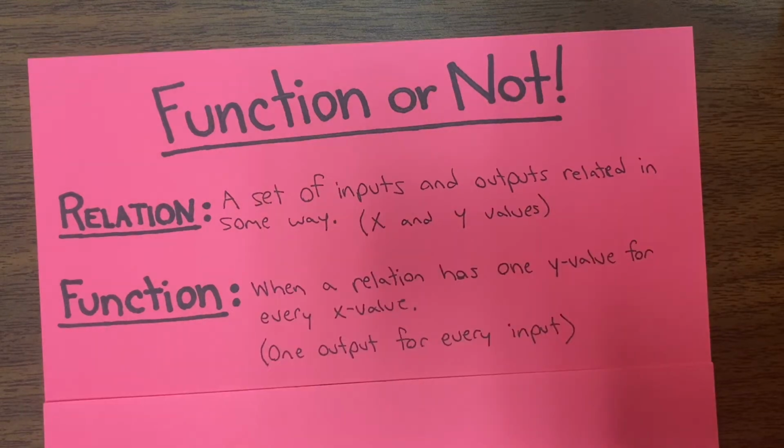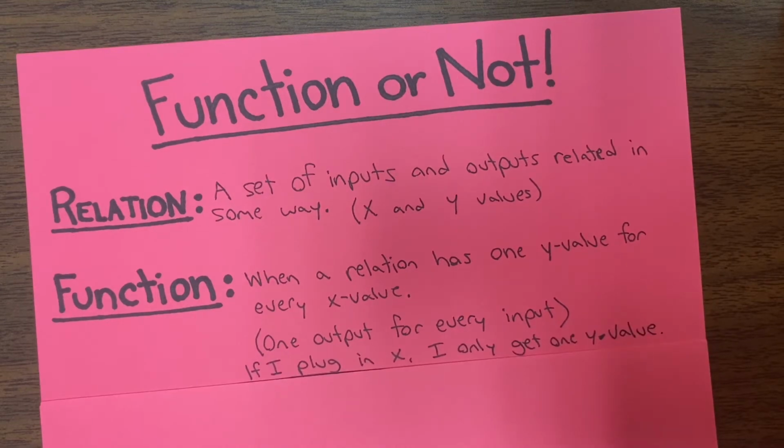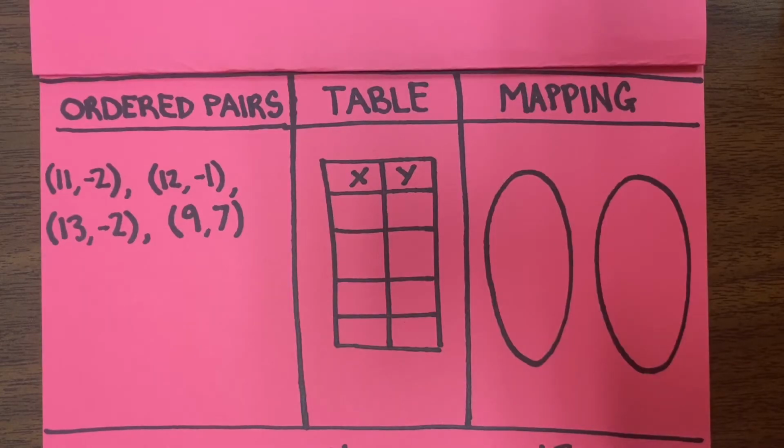So a function is when a relation has one y value for every x value. So one output for every input. Meaning that if I plug in a number for x, I'd only get one y value. There are 4 different strategies we'll use to determine if a relation is a function or not. But let's look at the first 3.